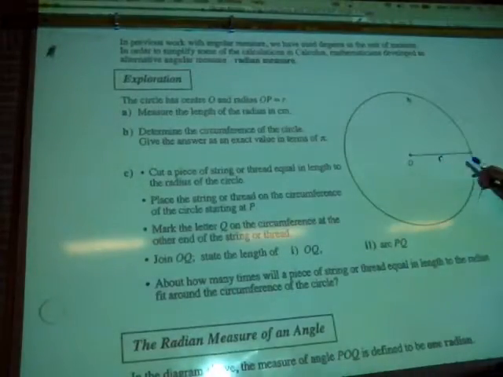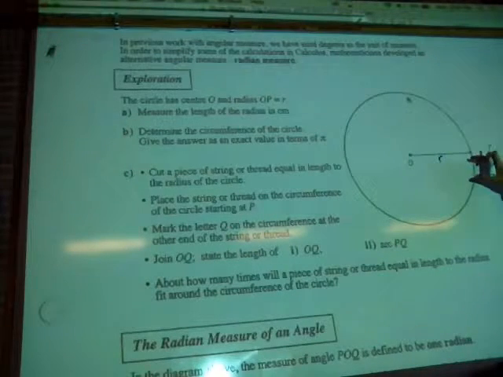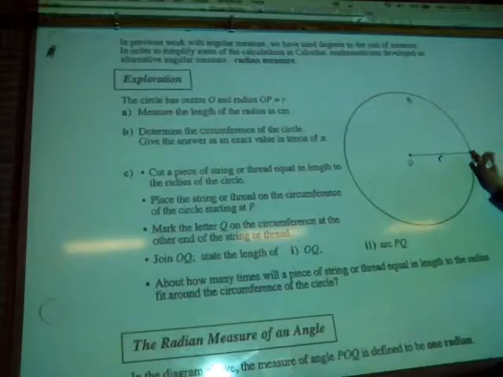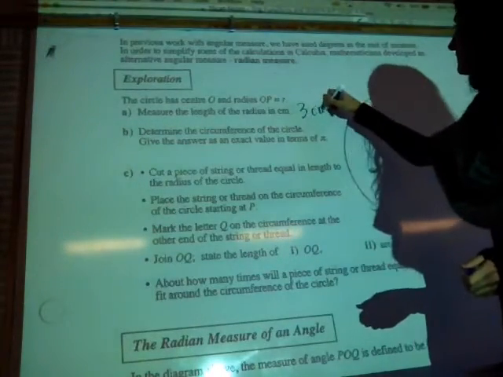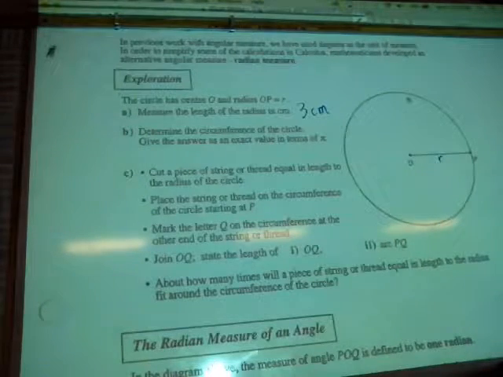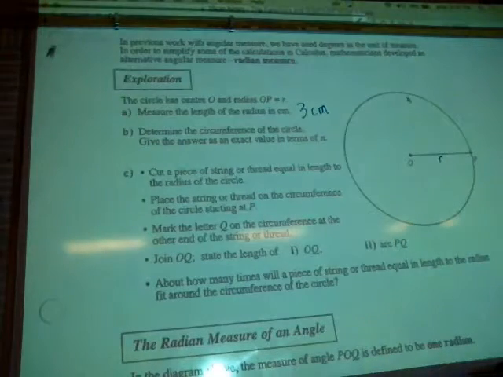Okay, so we have OP labeled as R. If we were to measure this, you guys don't have rulers on you, but if you did, you would measure from here to here, and it's given by 3 centimeters. So if you were to estimate, would you agree? About 3 centimeters?